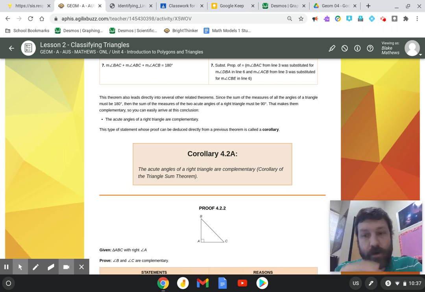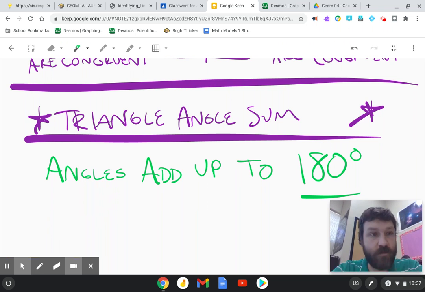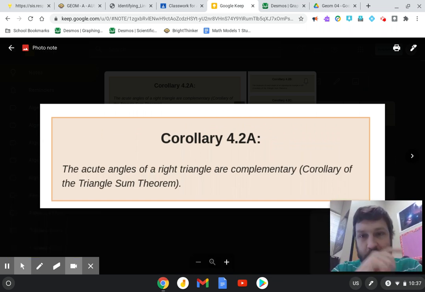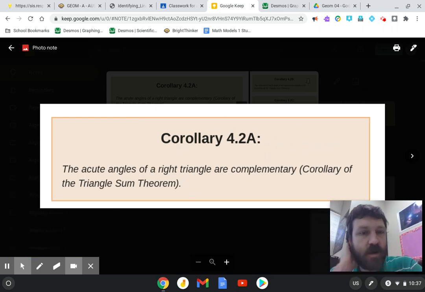Then there are some corollaries or some other ideas that grow out of that theorem. And so I'm going to run through these one by one and kind of explain to you what they mean. So I've already put them on our notes here. So let's go to 4.2a. It says, the acute angles of a right triangle are complementary. Well, why is that? Let's talk about it.